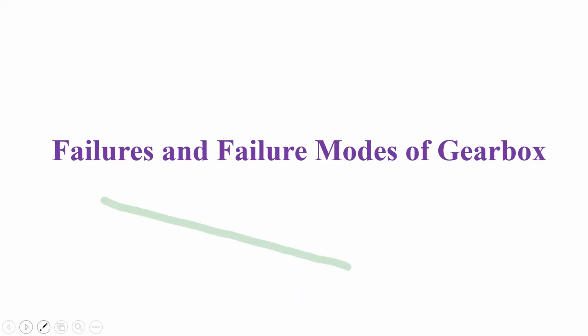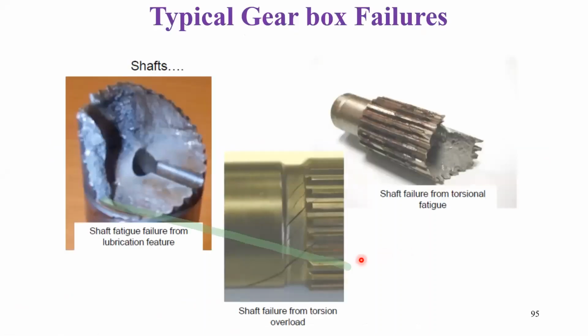Let us see some of the failures and the modes of the failures as well. Let's see some of the modes of the failures. These are some of the typical gearbox failures, where we have seen a shaft fatigue failure because of improper lubrication. You also have a shaft failure coming from torsion overload, and even a shaft failure because of fatigue.